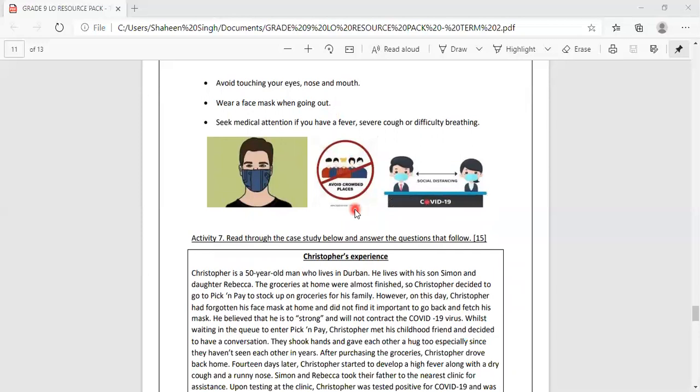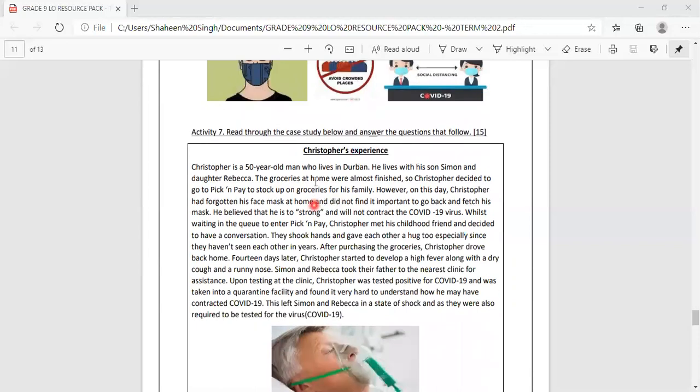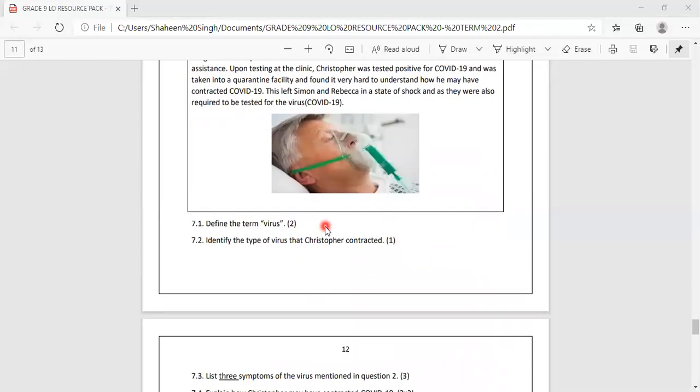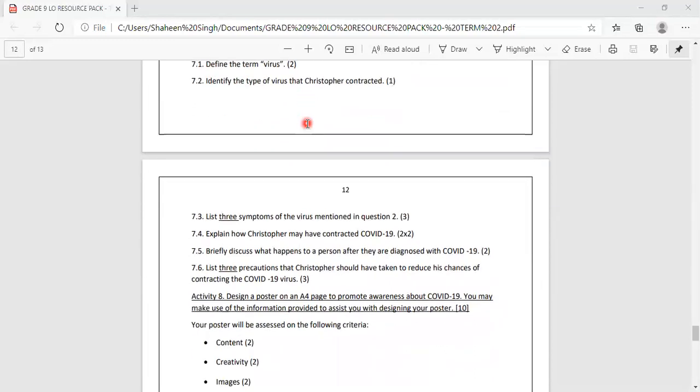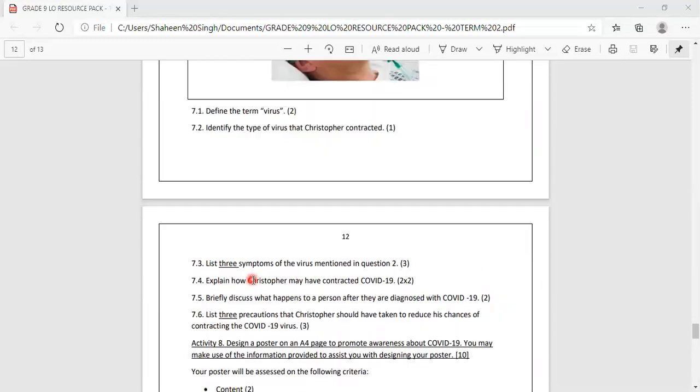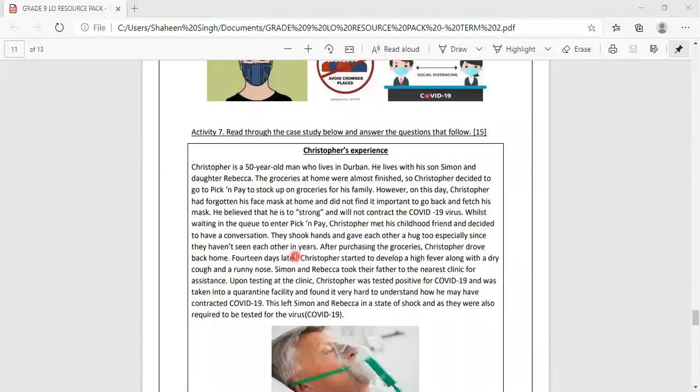Now, for the week ahead, let us move on to activity 7 from your resource pack. It requires you to read through the case study below and answer the questions that follow. It talks about a man by the name of Christopher and his experience of contracting COVID-19, as well as how he possibly contracted the virus. There are several questions, from question 7.1 all the way onto page 12 to question 7.6. And I would like you to complete this activity for the week ahead.